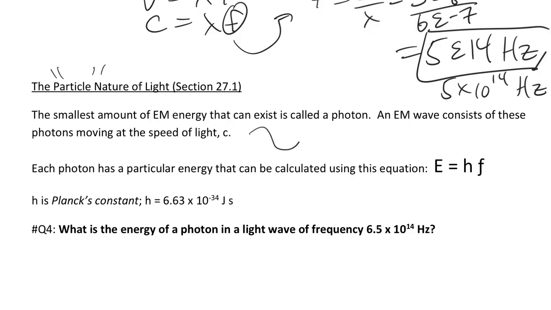But each wave consists of little tiny bundles of energy. They call them photons or quanta, like in quantum mechanics. Okay, so they're not massive. They're not atoms, but they're bundles of energy. And each bundle of energy is called a photon.